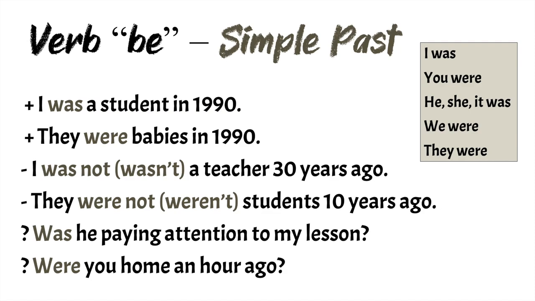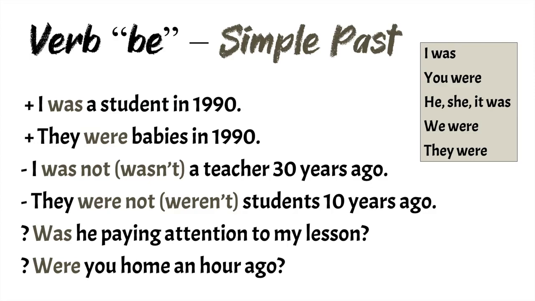First of all, let's review the verb to be. I was, you were, he, she, it was, we were, they were. Let's make an example. I was a student in 1990. They were babies in 1990. Okay, these are positive sentences. What happens with negative sentences? We just add not after the verb to be. I was not, I wasn't a teacher 30 years ago. They were not, they weren't students 10 years ago.